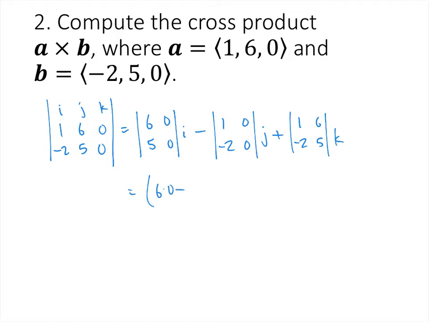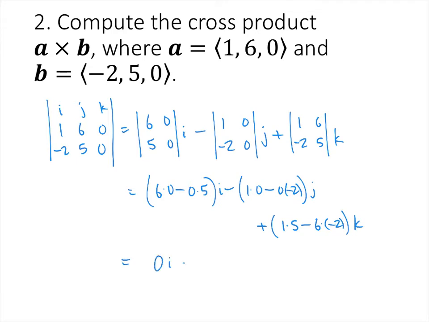That's 6 times 0 minus 0 times 5, i, minus 1 times 0 minus 0 times negative 2, j, and then plus 1 times 5 minus 6 times negative 2, k. That gives us 0i plus 0j plus 17k, and that's our answer, or we can write it in this form, 0, 0, 17.